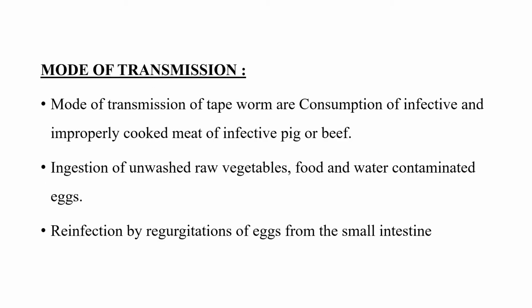Next, we are going to discuss the mode of transmission. The mode of transmission is the consumption of already infected meat. Okay, so consumption of infected meat that is improperly cooked, which is consumed by the person, leads to transmission of the tapeworm. Next is ingestion of unwashed raw vegetables, food, or water contaminated with the eggs of the tapeworm. Next is reinfection by regurgitation of the eggs from the small intestine. So these are the three modes of transmission that we have.